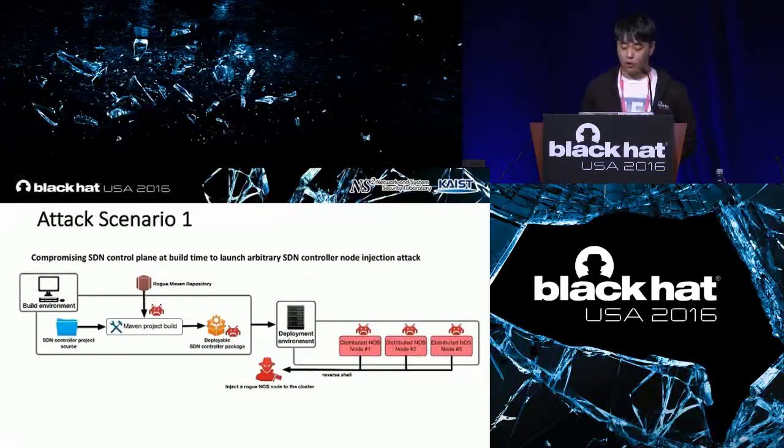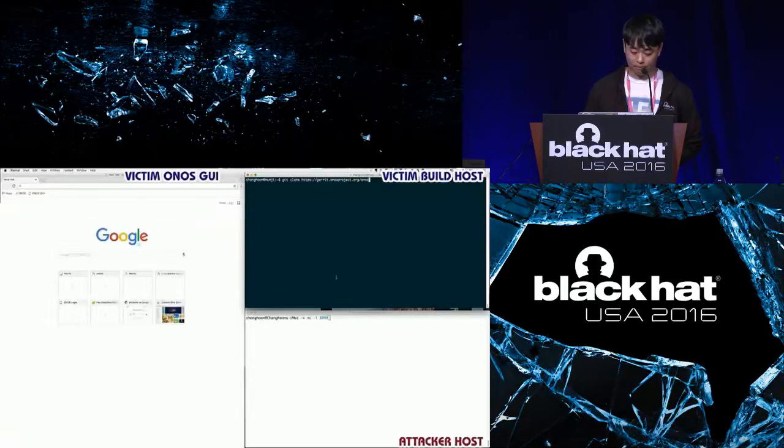Now we'll demonstrate two attack scenarios that break the SDDC infrastructure. In the first attack scenario, we assume that the victim has built ONOS in an insecure environment. We use a rogue Maven repository to inject a malicious library into the deployment package. Once this infected package is deployed, the malicious code will be executed, and the attacker will get remote access to each controller host machine. Then we'll try to inject an arbitrary ONOS node into the control plane. So let's take a look at the video clip.